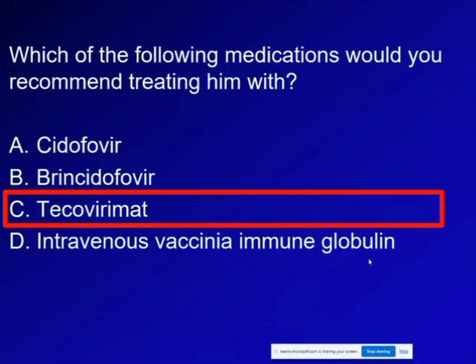A, correct. Cidofovir is available. It would be an off-label use, but if you had a severely sick patient, like this guy was bad, right? He's got new lesions appearing. He's in so much pain. He's not eating. He needs treatment. You want to get him treatment. Tecovirimat, I don't know if you guys went through the rigmarole to get it here.